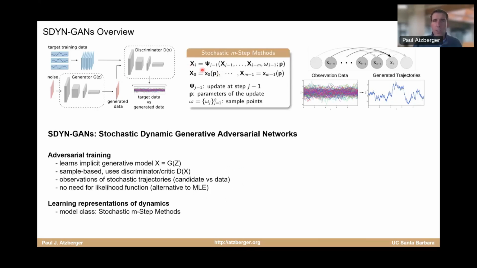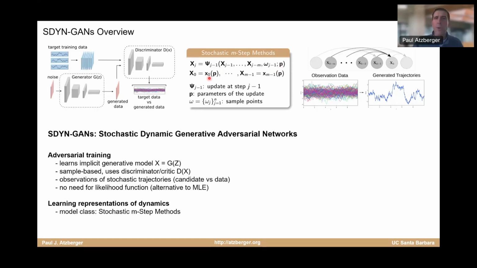Just to get some notation specified, this is encoding the probabilistic graphical structure I'm showing on the right, where state j depends on the previous m states. You can think of psi j minus 1 as the update from step j minus 1 to j. Omega j is the sample point, because we're dealing with a stochastic process. And p is whatever parameters we have of the system. These could be the weights of neural networks, or parameters of the physical system that you'd like to learn from your trajectory observations.